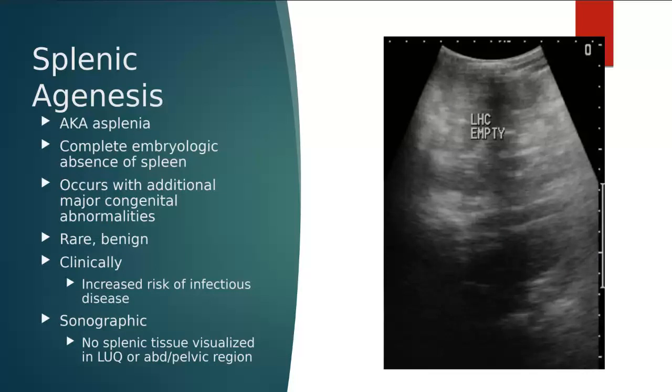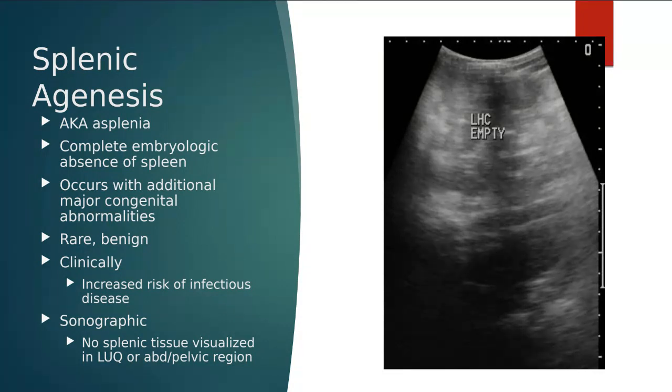Next, we have splenic agenesis. This is also known as asplenia. Anytime we see A, that means that something is missing. This is the complete embryologic absence of the spleen, so the spleen has never developed in this patient. This is a benign finding, but we do see this in conjunction with other pretty severe congenital abnormalities.